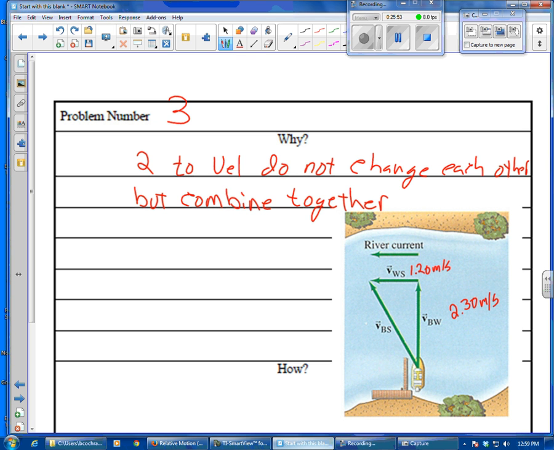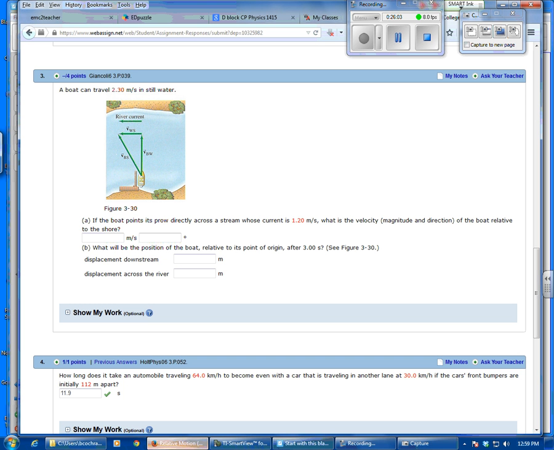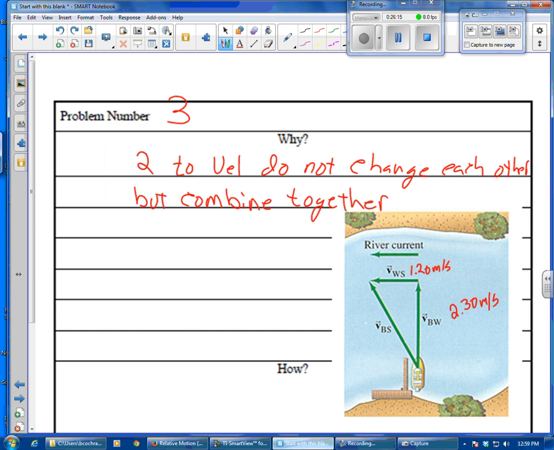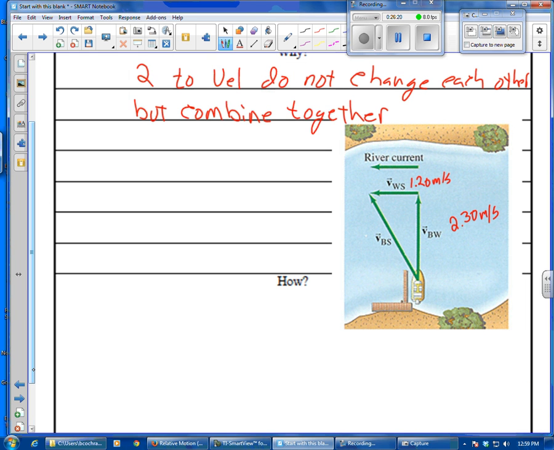Now, the one thing I didn't think they were very clear in this problem is the direction that they wanted. When they ask here, they ask for both the velocity, so they wanted the magnitude, how big is it, and also in what direction. And they say relative to the shore. On our vector diagram here, they're actually looking for this angle here. We'll call this angle alpha. That's the angle that they want.